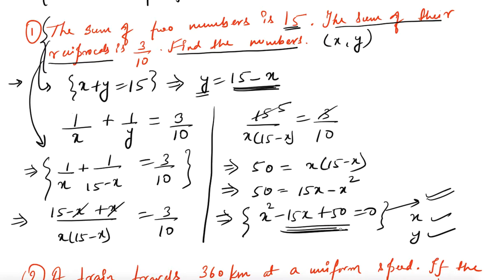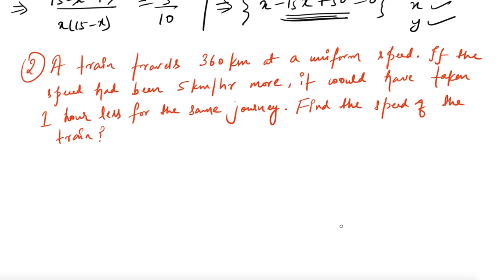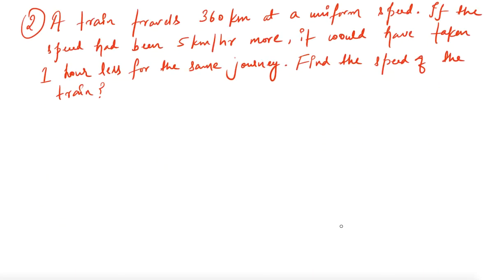You can solve it and find the solution. Okay, now let us move on to the second problem. The second problem says that a train travels 360 kilometers at a uniform speed.